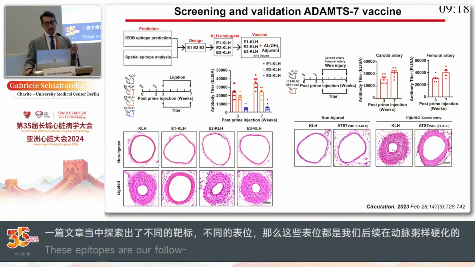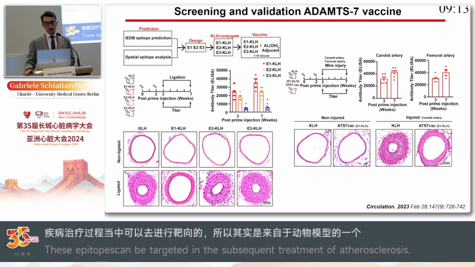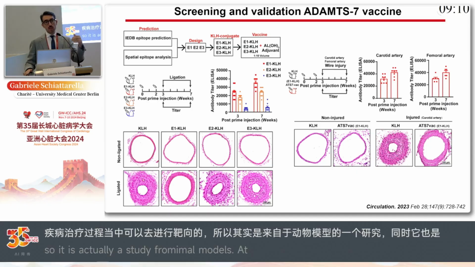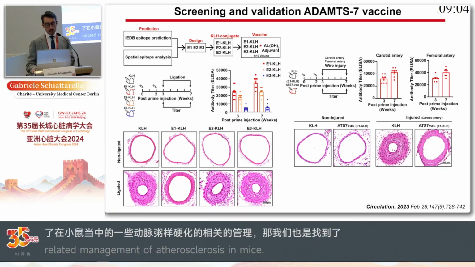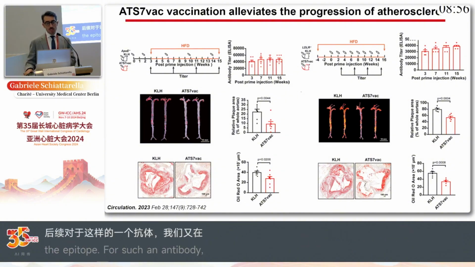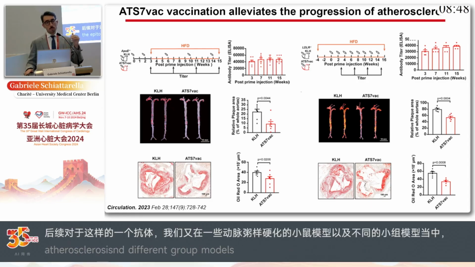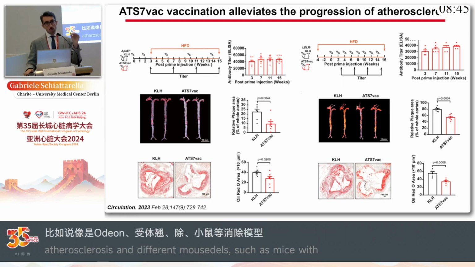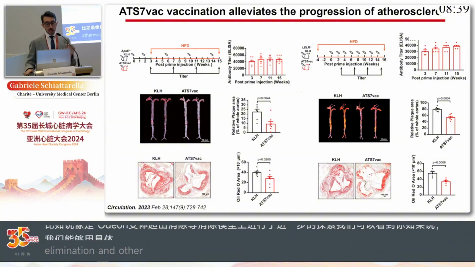They identified a specific epitope that increases in atherosclerosis and after balloon injury in mice. They found an antibody that is able to blockade this specific epitope, and then they tested it in two models of atherosclerosis, ApoE knockout mice as well as LDL receptor knockout mice, and they showed that in mice the vaccination with this specific epitope reduced atherosclerosis. Again, this is mice.